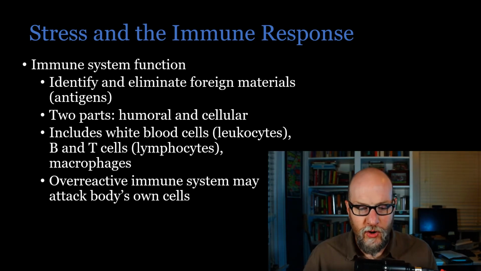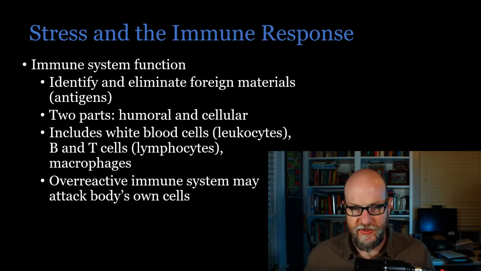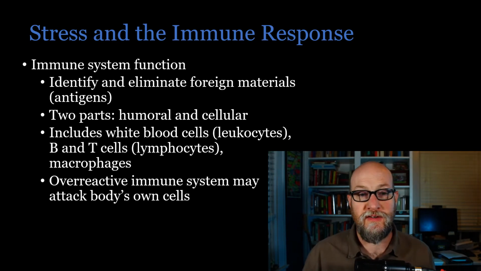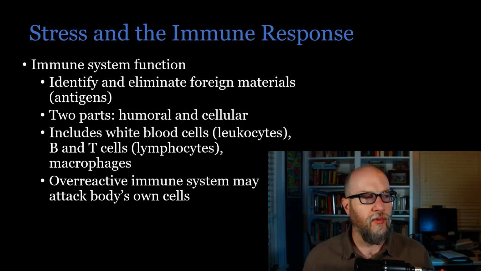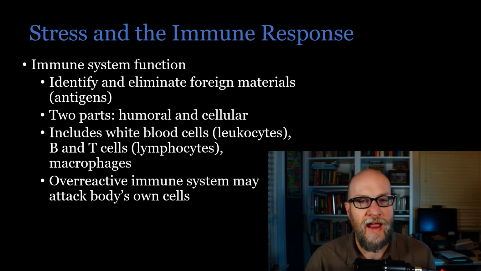So what does our immune system do? Just to give you a very, very brief overview of this idea. Our immune system is really the part of our bodies that is intended to identify and eliminate foreign materials, which are called antigens. A foreign material can be any number of things. Certainly viruses, bacteria, parasites, cancers, these are all foreign materials or antigens in our body.